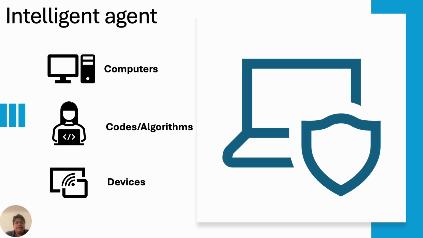The simplest representation of intelligence is an intelligent agent, which refers to an entity capable of perceiving its environment and acting autonomously. The agent could be a computer with coded algorithms or a mechanical device. Intelligent agents can operate independently to achieve a set of predefined goals. AI is a prime example of an intelligent agent.